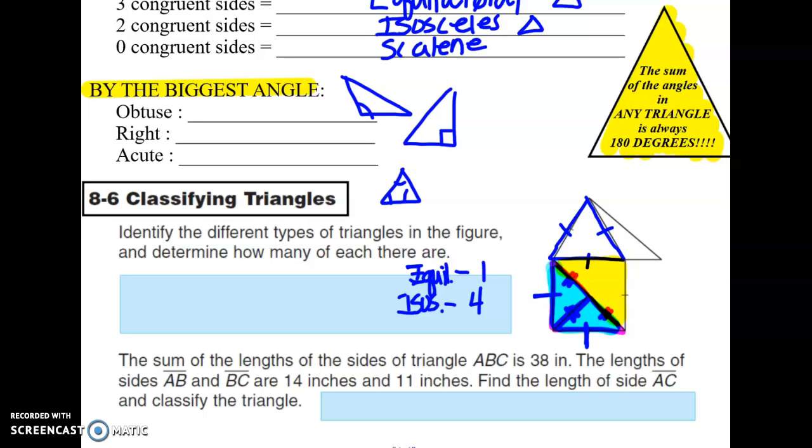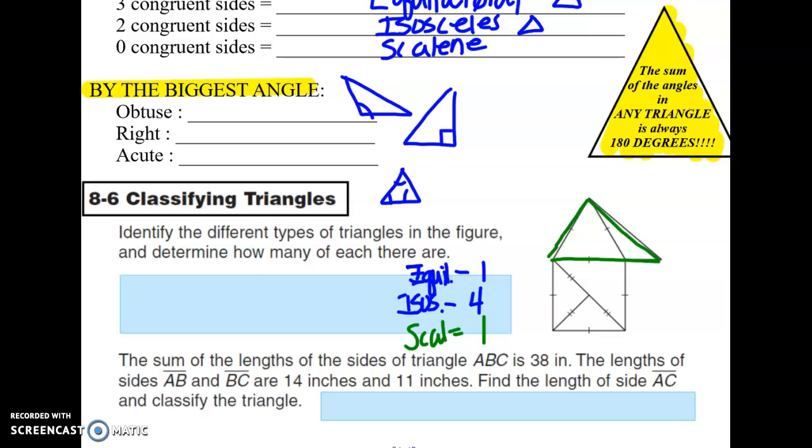Okay, now if I went across like this right here, and if I wanted to try scalene triangles, I see only one scalene triangle where all three sides are different lengths. It would be this kind of weird one right there. So for scalene, I would have one right there.